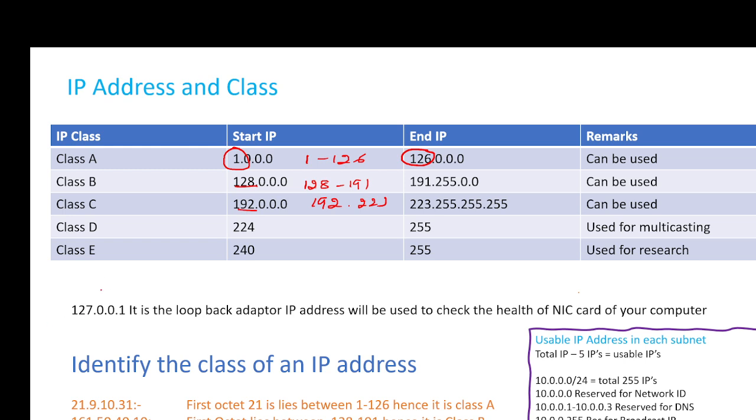Okay, and then here 127 is missing. 127 is dedicatedly kept for the loopback adapter.